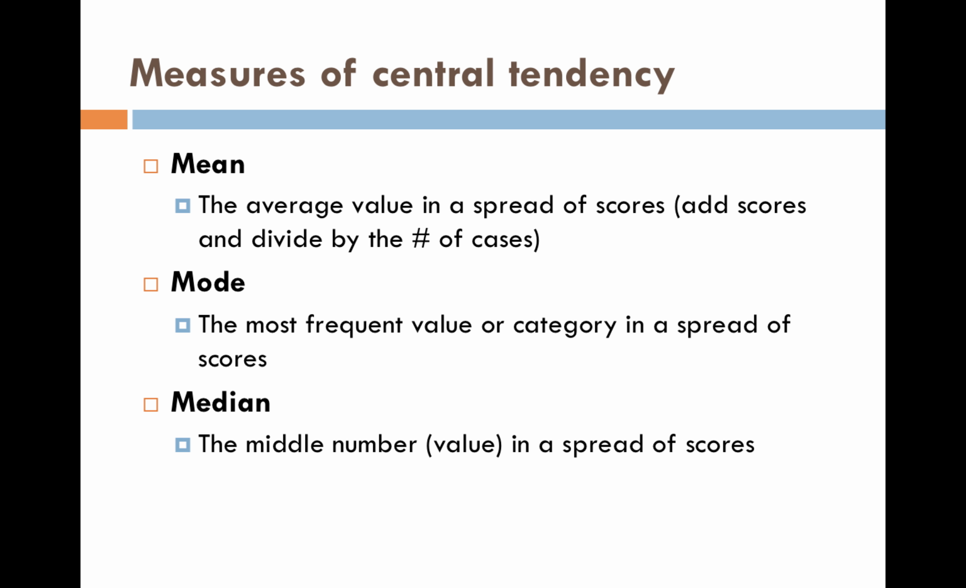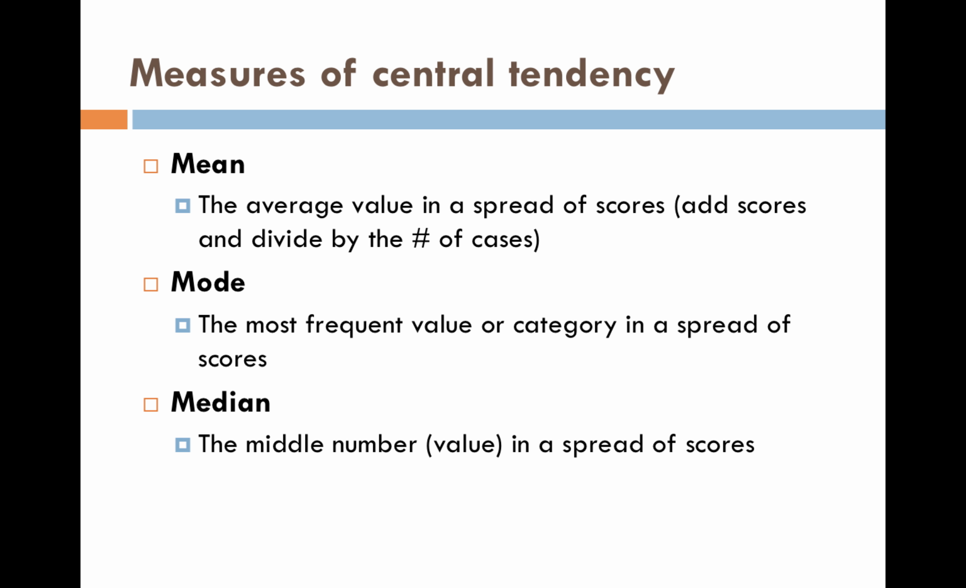Usually you only calculate that for categorical variables. Maybe you have 3 categories for flavors of ice cream, chocolate, vanilla, and strawberry, and you find that the value for chocolate appears the most. That would be the mode. The median is the actual exact middle in a spread of scores.